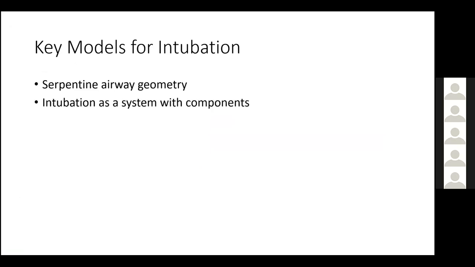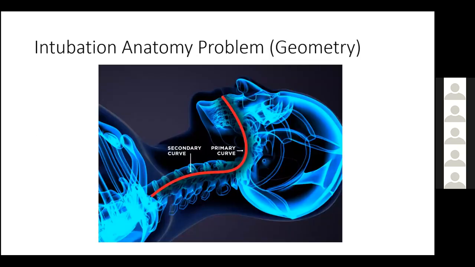So we're going to go through some key models. I love models, as you guys all know. We're going to talk about serpentine airway geometry, intubation as a system with different components in it, dynamic stylets versus static stylets, and combined techniques. So this is the problem we have to overcome every day when we intubate. These are the natural curves of the airway, and this is the geometry we'll be talking about over and over here. And this is repetitious because that's the way we learn things.